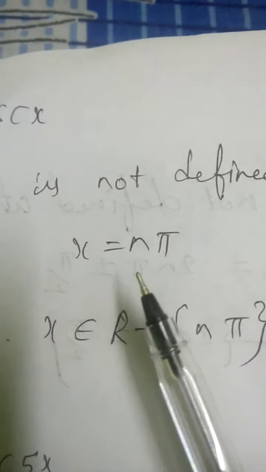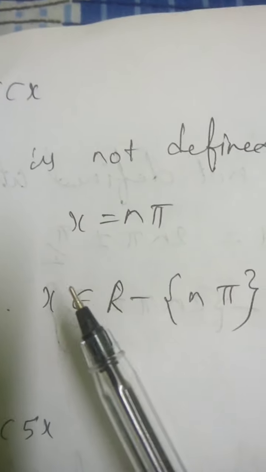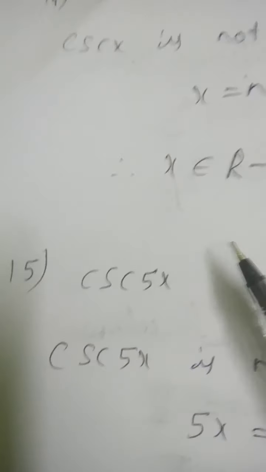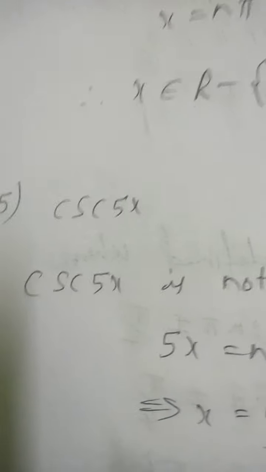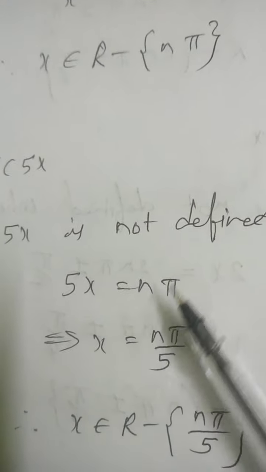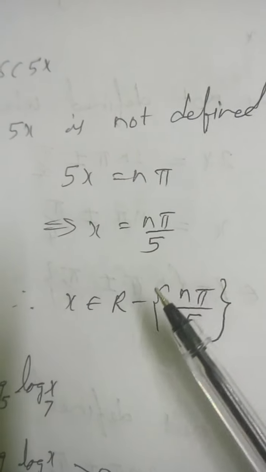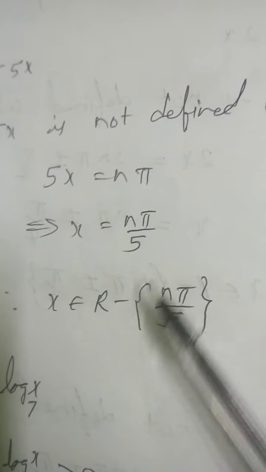Cosecant x. Cosecant x is not defined when x is equal to n pi. So x belongs to R minus n pi. Cosecant 5x. Cosecant 5x is not defined when 5x is equal to n pi, x is equal to n pi by 5. x belongs to R minus n pi by 5.